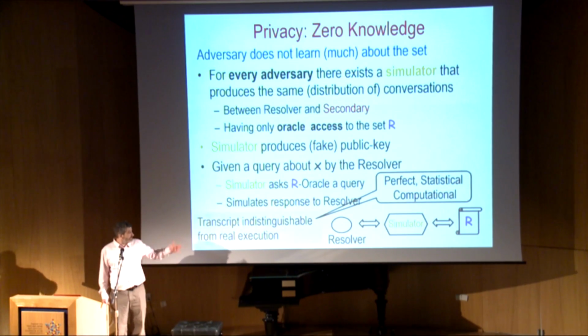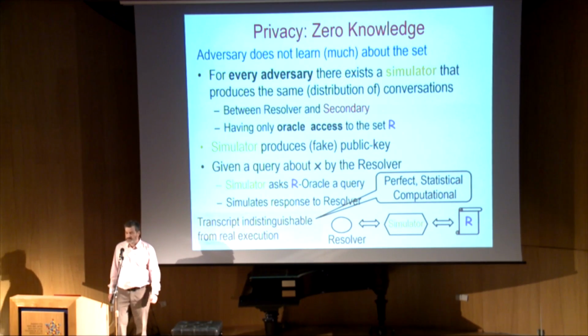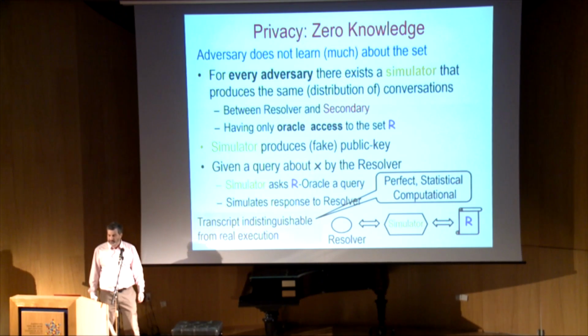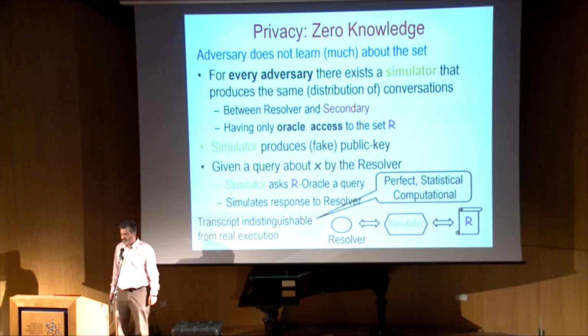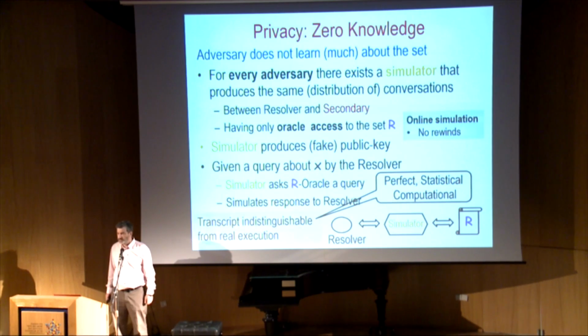And indistinguishable could mean either perfect, the same distribution, statistical, close, or computational, that there is no distinguisher that can do it in efficient polynomial time. And actually, the example we're going to see is going to be perfect. But yes, it's completely adaptive.